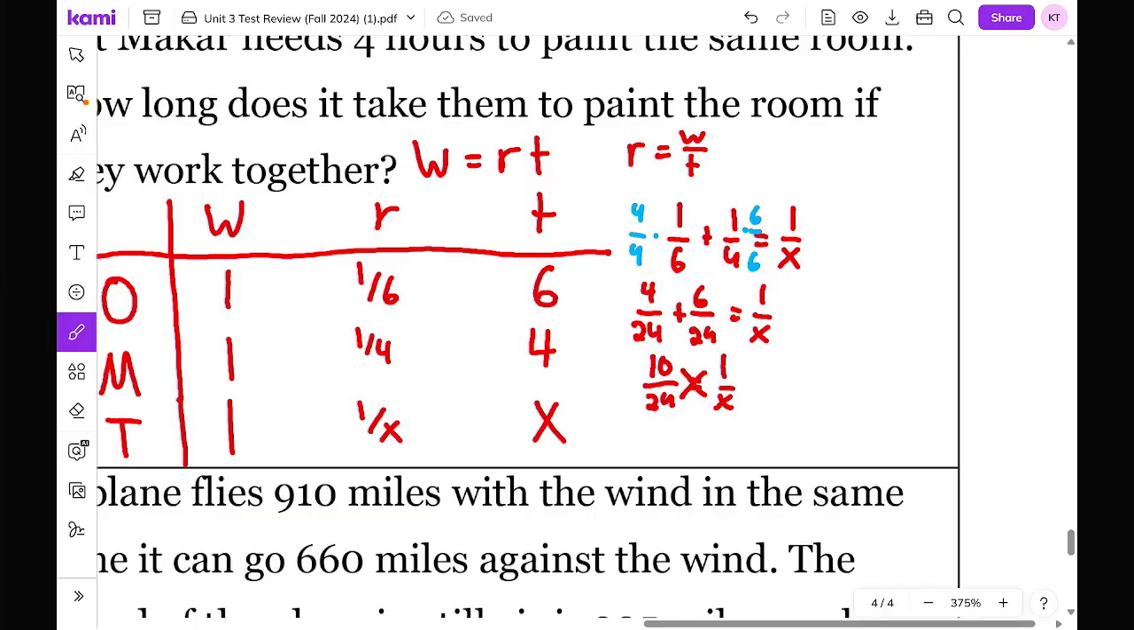Then I go ahead and cross multiply this here. So 24, I'm going to write that up on this side. 24 is going to equal 10x. And then I'll just finish things up by dividing both sides by 10. So 2.4 is going to equal x. And as we saw in the original table we set up, x is going to equal our time. So it would take 2.4 hours if they worked together.